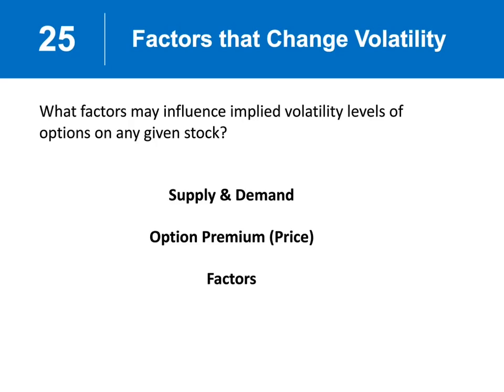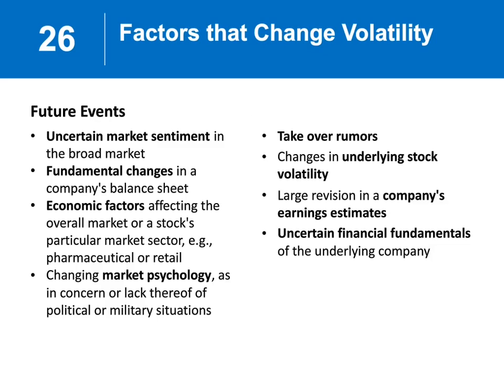All right, so what factors influence implied volatility levels of options on any given stock? Supply and demand ultimately rule in the market, the buyers and sellers, right? And when buyers and sellers interact, they create an option price, and the decisions that they make are perhaps based on certain factors in the market. It's not always the case that they react in a predicted manner either. But here's some of those factors. Here's some events that are going to happen in the future.